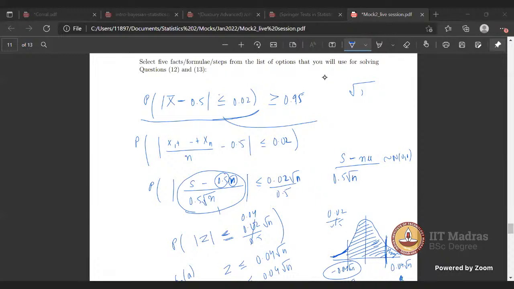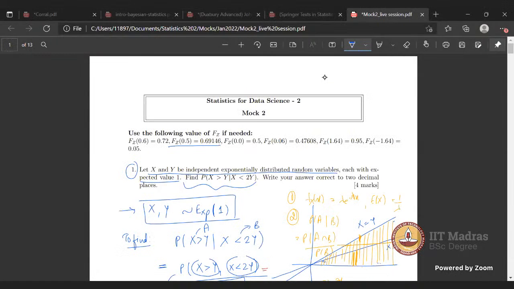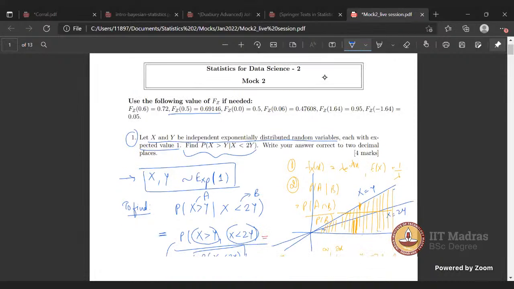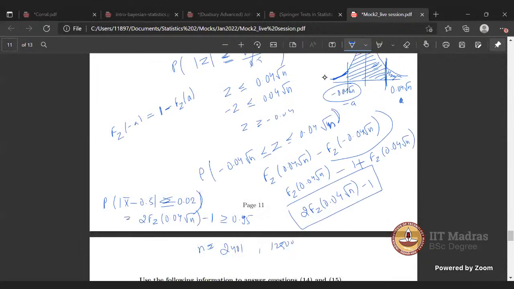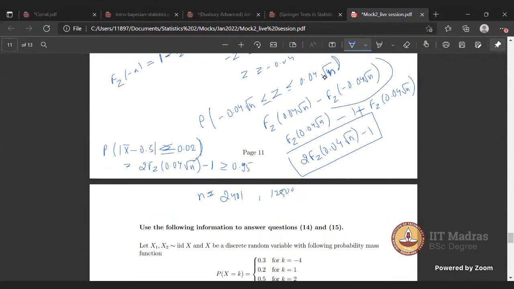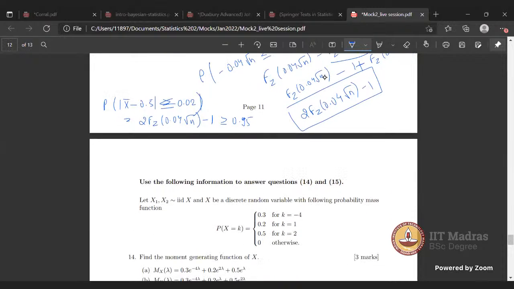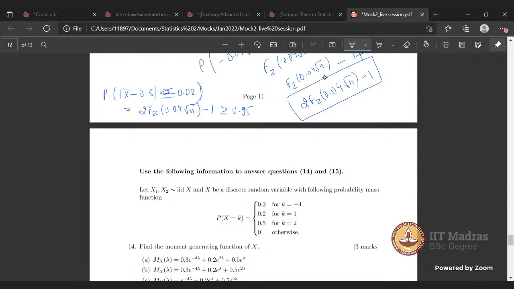Fine. Ma'am, to solve this one, we will need FZ inverse, right? The FZ inverse value has been given on the top. So is it FZ, or FZ inverse? Okay, I will solve this problem for you. I think you're confused here. Ma'am, on top it's given FZ of 1.64 is 0.95. That's a typo only, right? We have to take 1.96 only here.